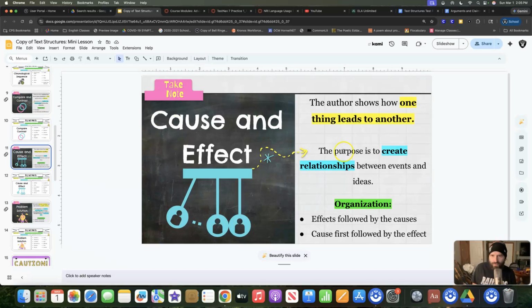Now, with cause and effect, this is the most common one. This is the one that I can almost guarantee will be on an SOL test just because they love to ask about cause and effect. And so the author shows how one thing leads to another. It's not like first, second, third, fourth. It's, I'm not going to do it, but I smash down on this table right now, right? And it's going to make a very loud noise.